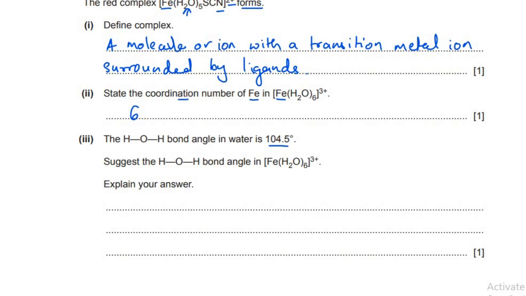Suggest the HOH bond angle in [Fe(H2O)6]3+, and explain your answer. To understand this, let's first understand the structure of water. Here we have OH, and on the oxygen we have two lone pairs, and that's why the angle is 104.5. The reason is that the two lone pairs repulsion is much greater. Now when this forms a bond with Fe, one of the lone pairs is donated to the Fe to form the coordinate bond, and so only one lone pair is left on the oxygen atom.